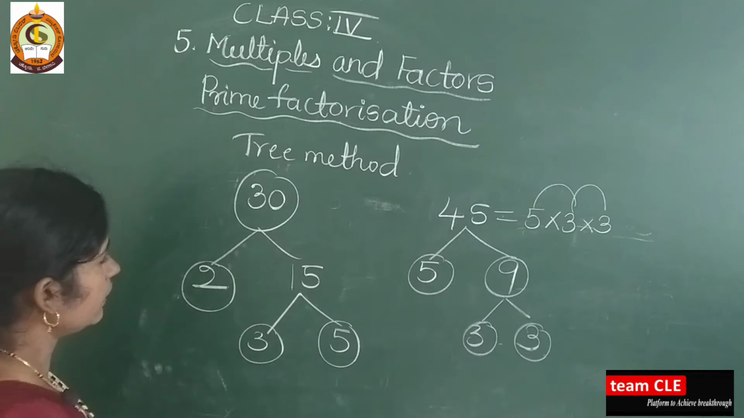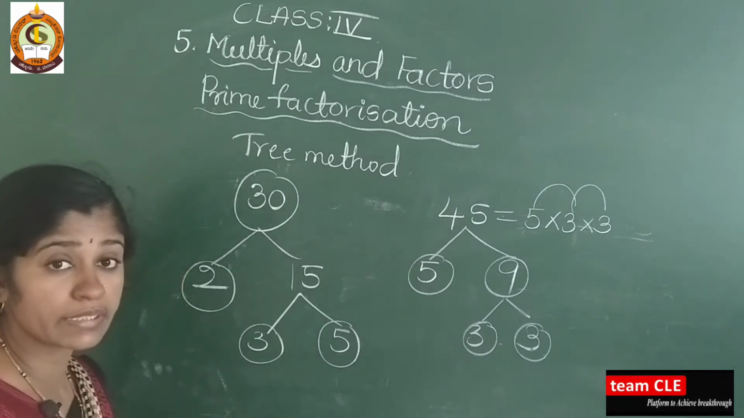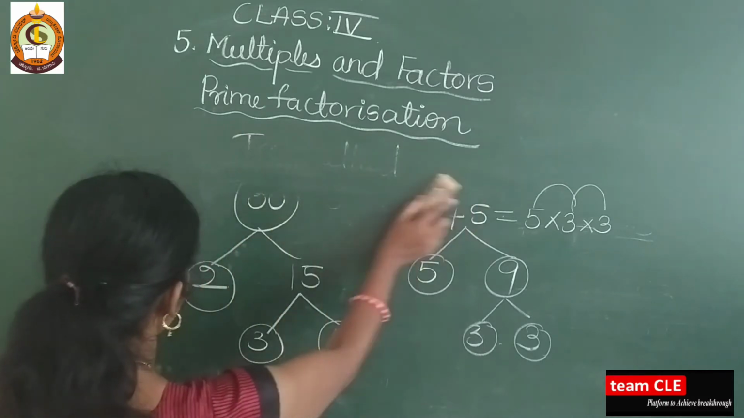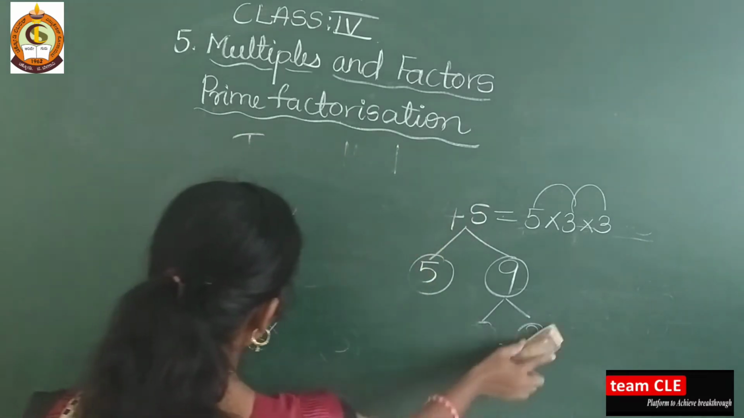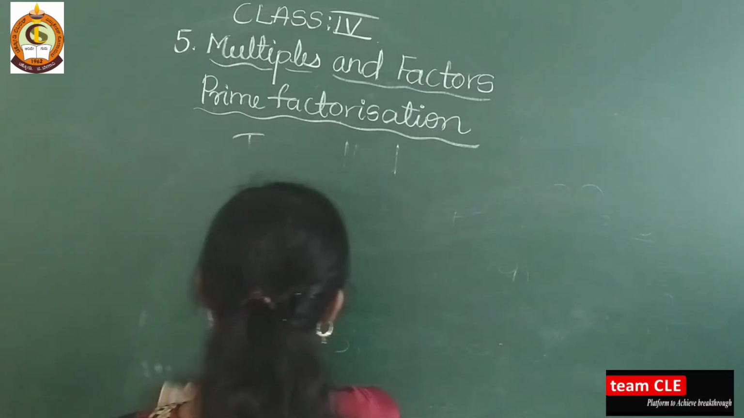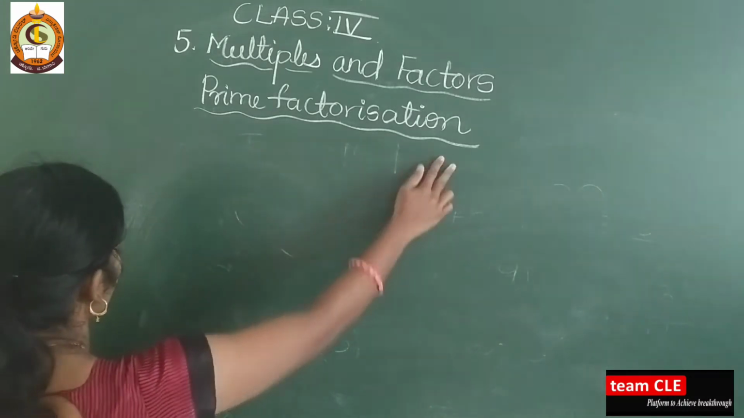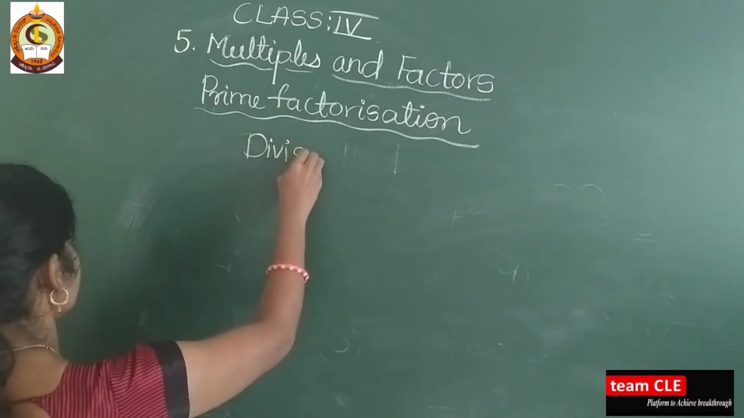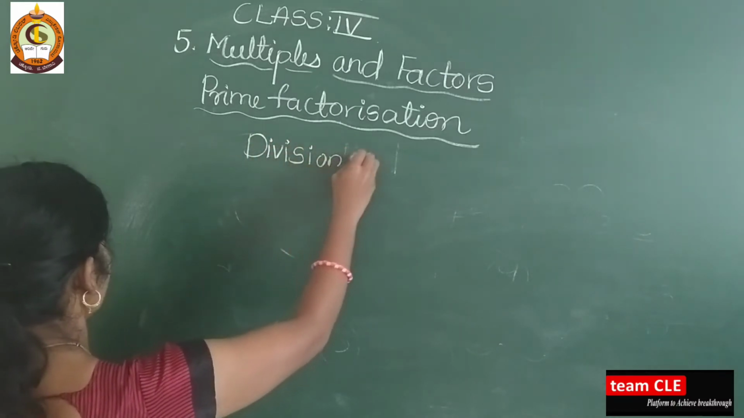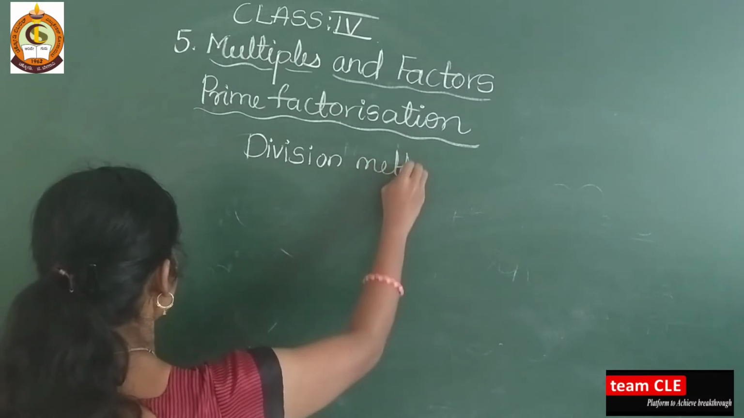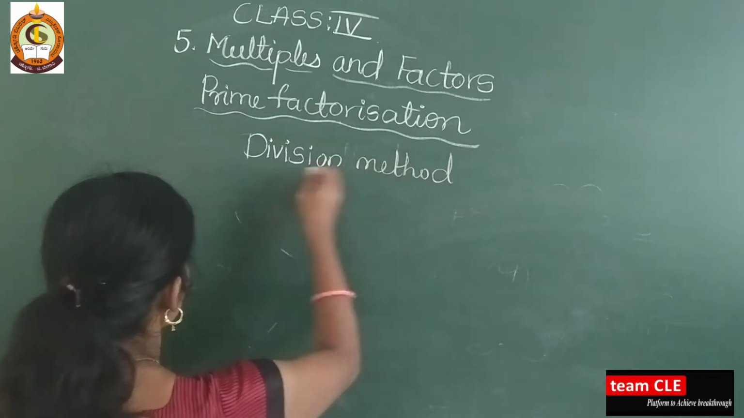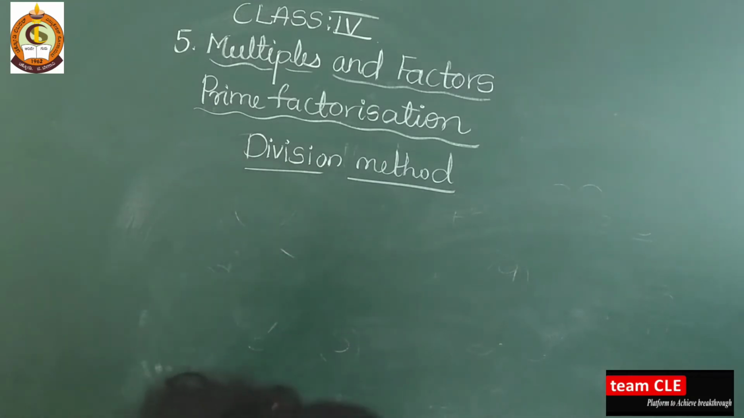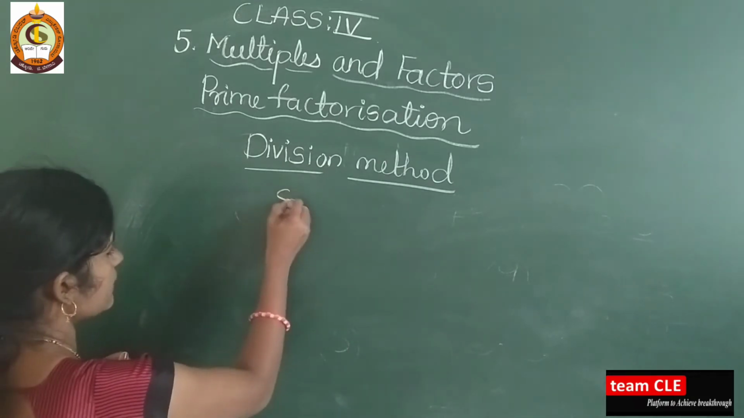Clear? This is all about yesterday's class. Then what about today's class? In today's class we are going to learn about the division method. See how we are going to solve this example. Here also we are going to find the prime factors, but by the division method. The methods are different. I will take one easy example, and that is 8.